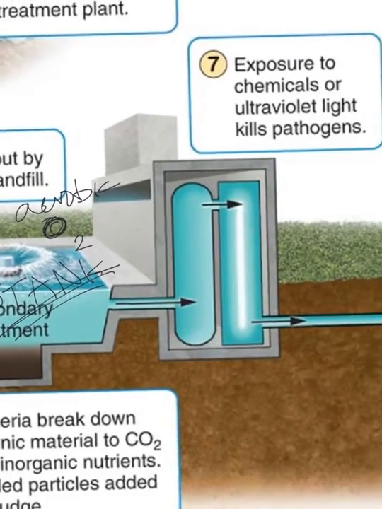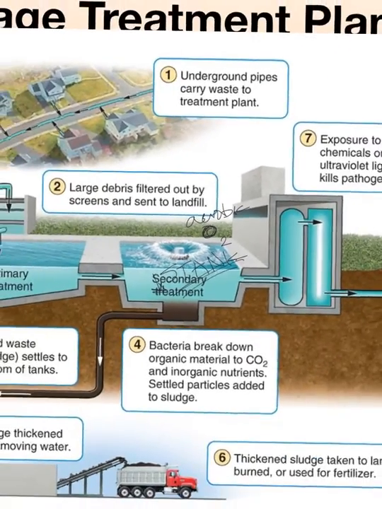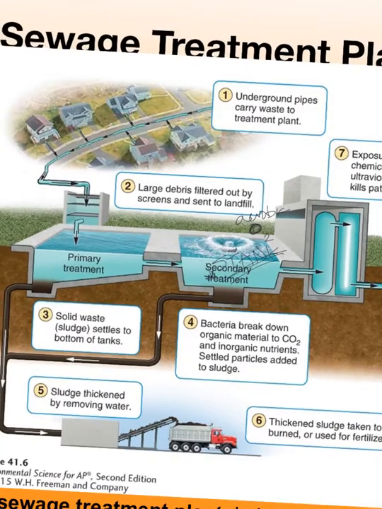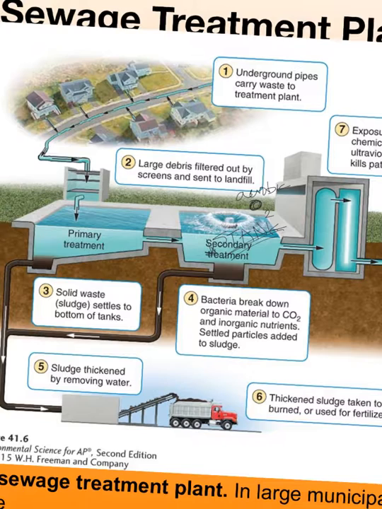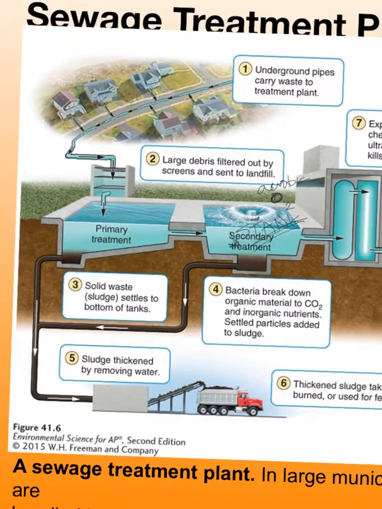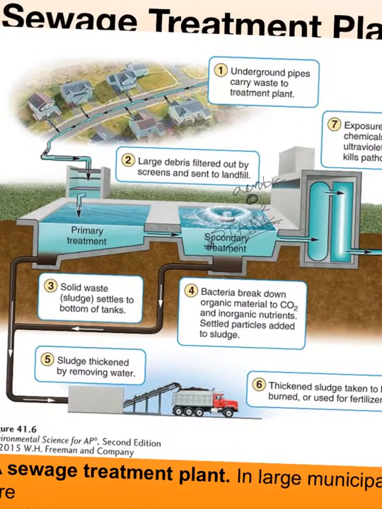Okay, so let's see what happens here. If I can zoom out a little bit. 2, it's going out into 2. Oh, let's not get lost in the pipe here. Because what comes after 2? 3 comes after 2. So solid waste settles at the bottom of the tanks. And this stuff's a little harder to get rid of. We're going to have to do some kind of old school medieval stuff to get rid of the sludge. And bacteria from the tank break down organic material into CO2 and inorganic nutrients, and this settles into sludge.